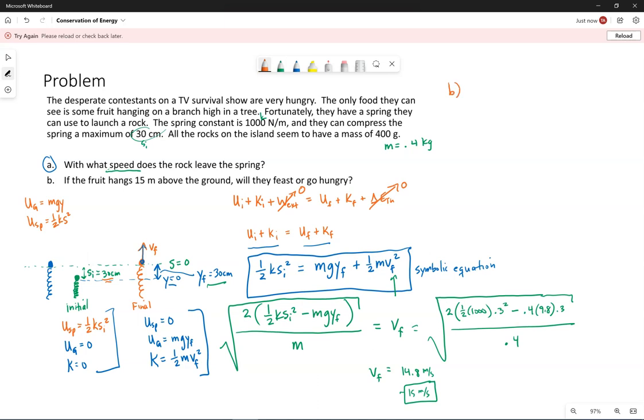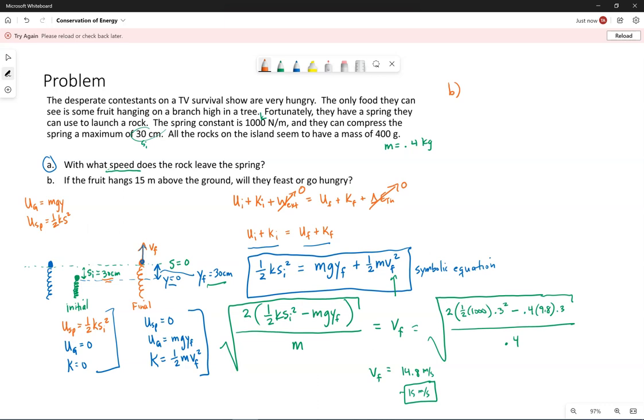Part B is telling us that the fruit hangs 15 meters above the ground. So will these contestants be able to eat, assuming they hit the fruit, or not? So essentially, will this rock even go high enough to hit the fruit?